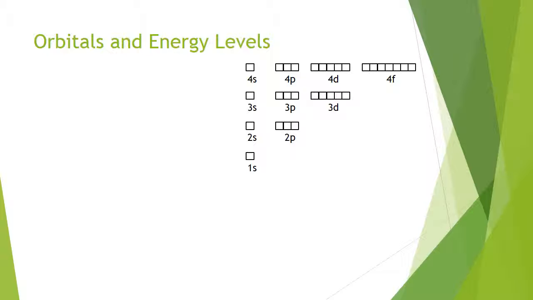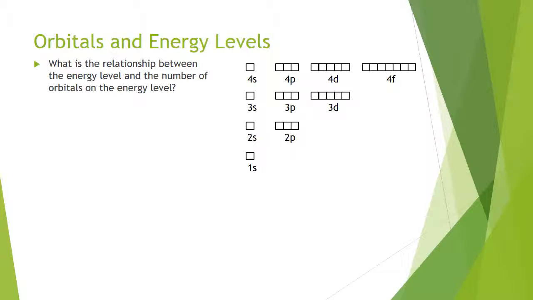Alright, last couple of things here to help us finish up our understanding of electrons, orbitals, and energy levels. So here we have that same diagram we had before. It'll be helpful for us as we look at the information on this slide. Question: what is the relationship between the energy level and the number of orbitals on the energy level? So this question is not asking you about any particular sublevel. It's asking you about an entire energy level.